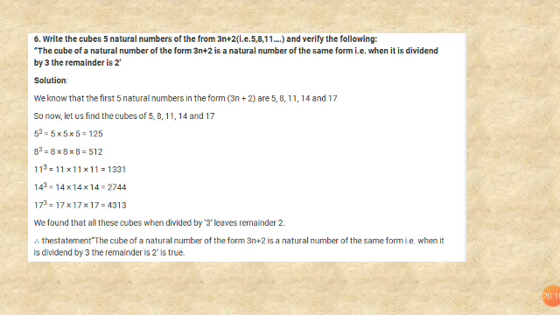Let us find the cubes. 5 cube is 125, 8 cube is 512, 11 cube is 1331, 14 cube is 2744, 17 cube is 4913. When divided by 3, each leaves remainder 2. The cube of a natural number of the form 3n plus 2 is a natural number of the same form. When it is divided by 3, the remainder is 2. It is true.